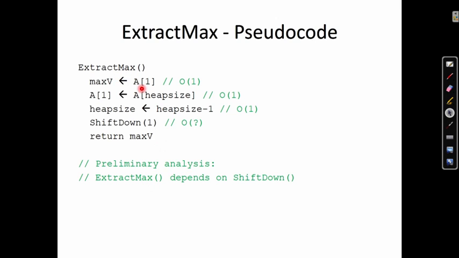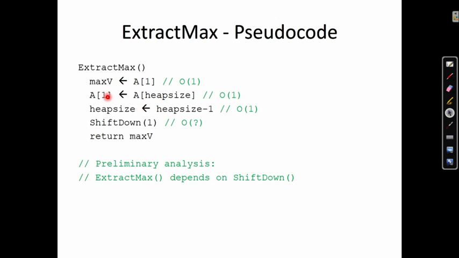First, you save the value at index 1, which is the root, into a variable max v. Then you take the last leaf, that means the value at heap size, and replace the root. So now I take the last leaf and replace the root. Of course, now I decrease my heap size, because I already removed the root.